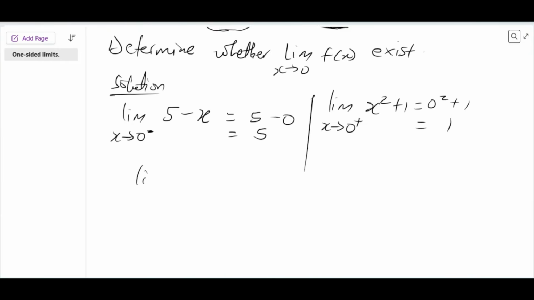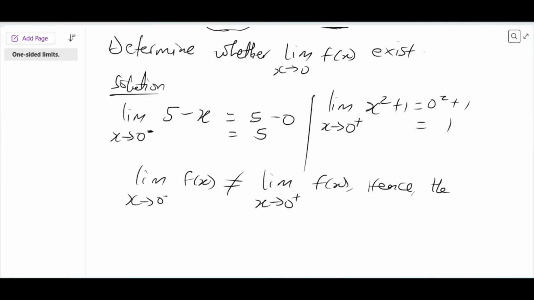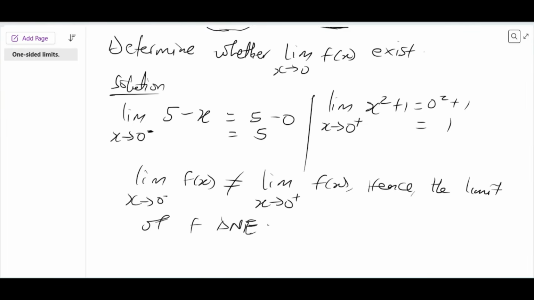So clearly we can see that the limit as x approaches 0 from the left of f of x is not equal to the limit as x approaches 0 from the right of f of x. Hence, we conclude that the limit of f does not exist. DNE means it does not exist. So since the left-hand side limit is not equal to the right-hand side limit, we conclude that the limit of the function f of x does not exist.